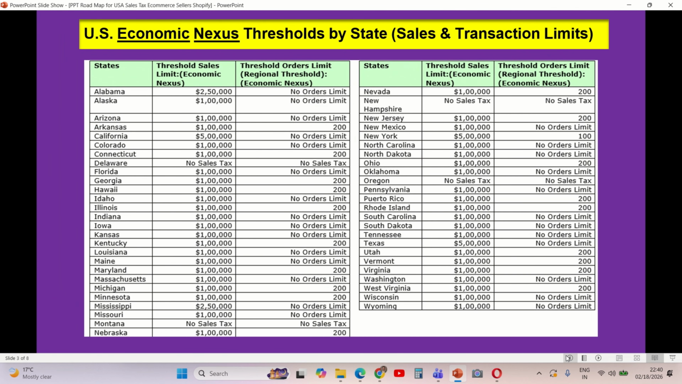Here are the limits state by state. There are limits mentioned, for example Alabama, Alaska, Arizona, $100,000. Some states mention the order limits and some states do not, because they removed the threshold order limit. So the order limit and the economic nexus threshold vary from state to state.